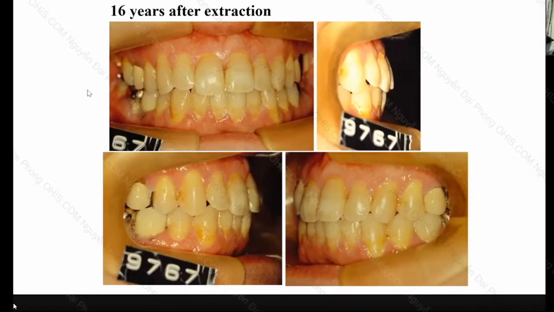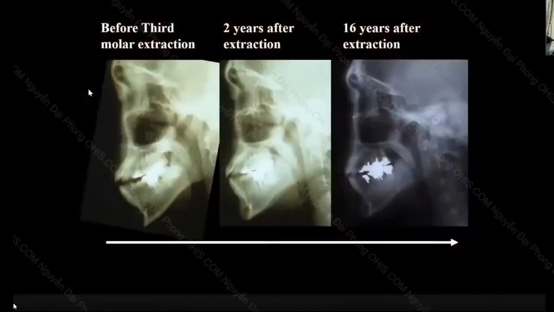Yeah. This is the sequence: before third molar extraction, 2 years after third molar extraction, and this is 16 years after extraction. No change of skeletal pattern. That's why I want to say open bite treatment is a very easy malocclusion to treat.